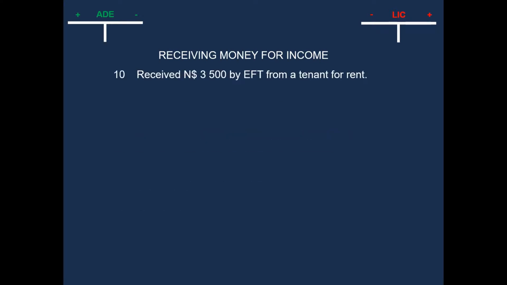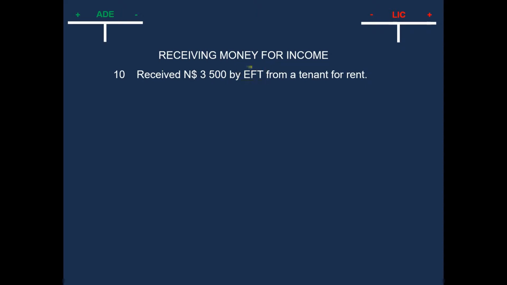The next transaction we will have a look at is when we are receiving money for income. Now on the 10th, we received 3,500 by EFT from a tenant for rent. Now again, we need to identify two items. Our first item is bank because of the word EFT, which stands for electronic fund transfer. This again is an internet payment.